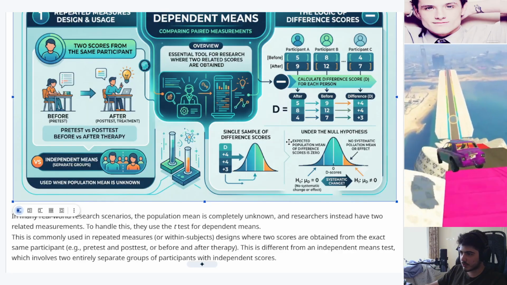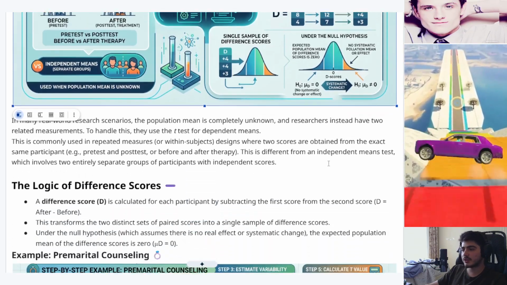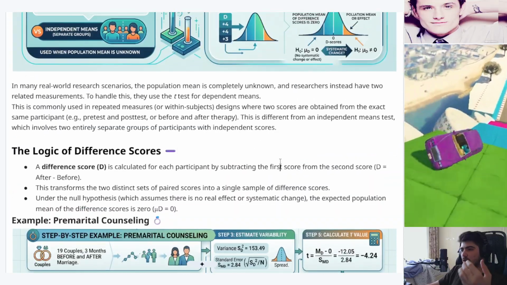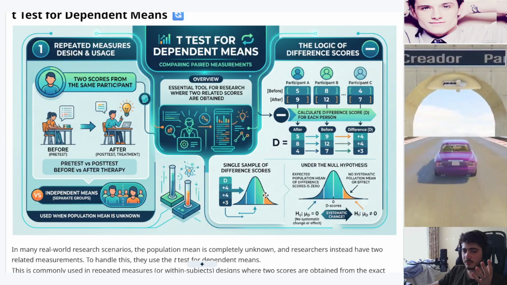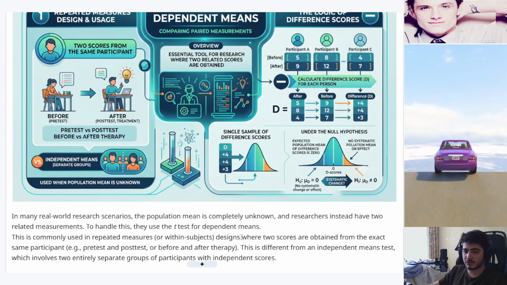So under the null hypothesis, yes. So for actual hypothesis testing, of course, we need a population parameter, or an expected result.